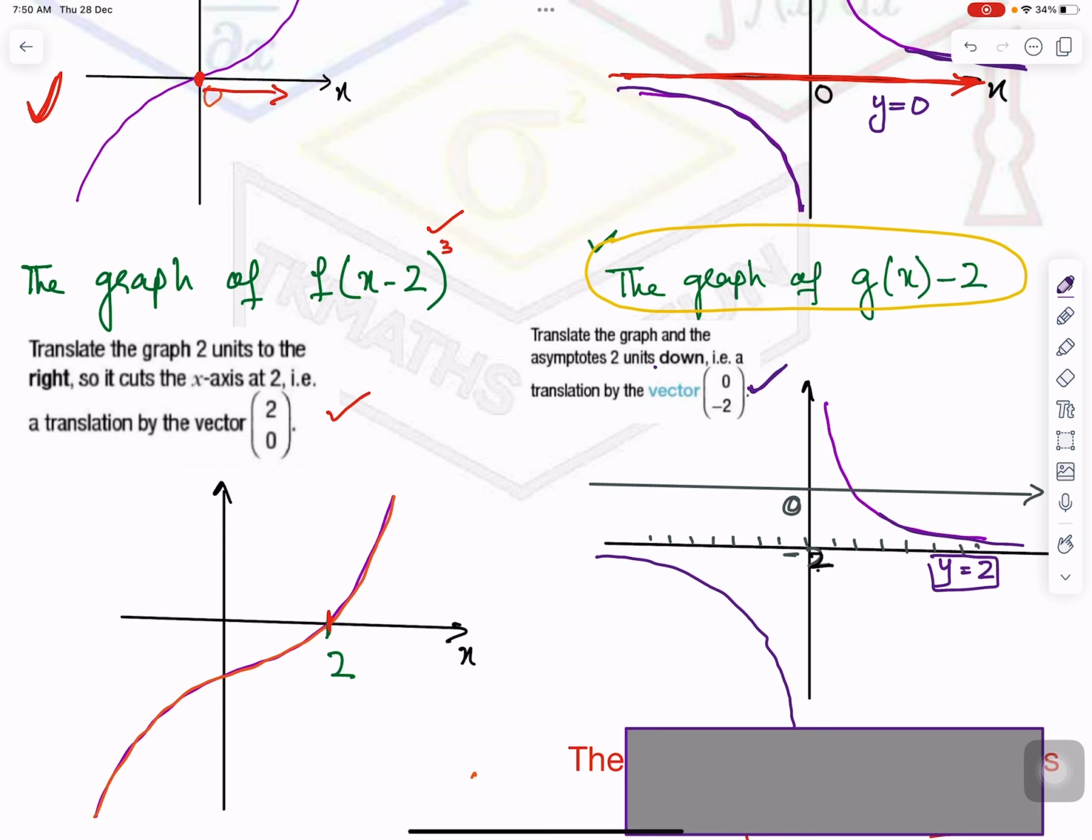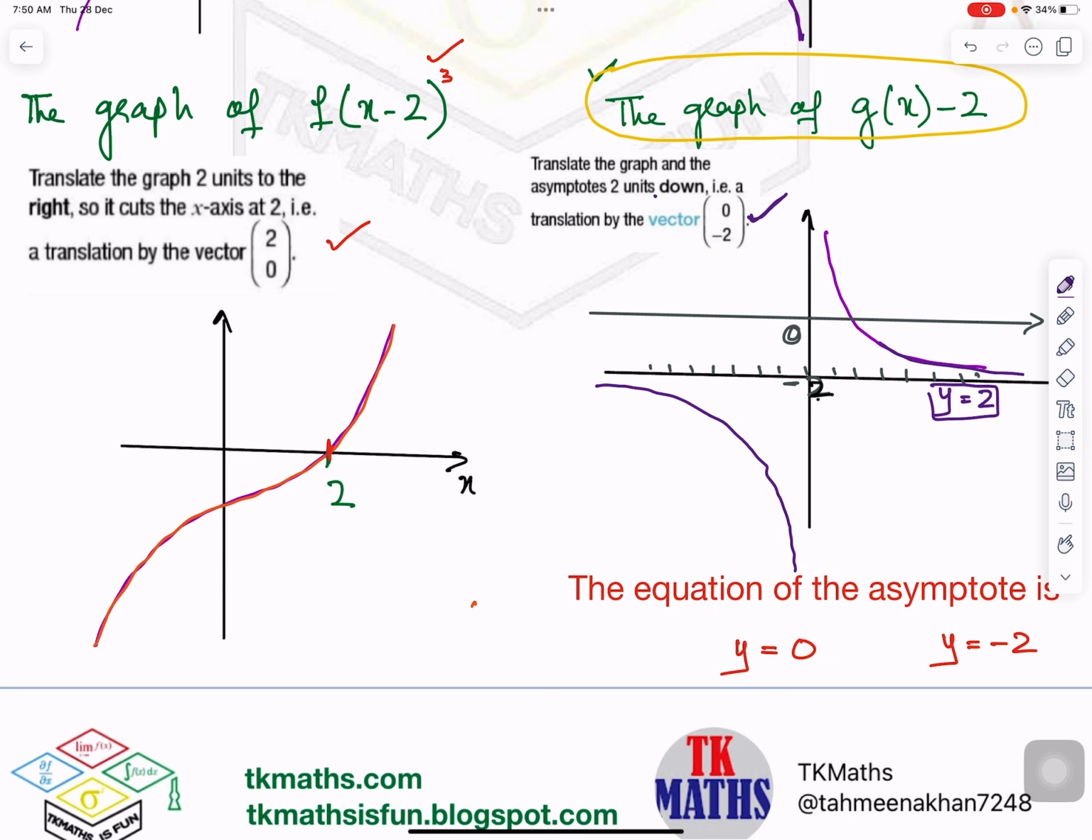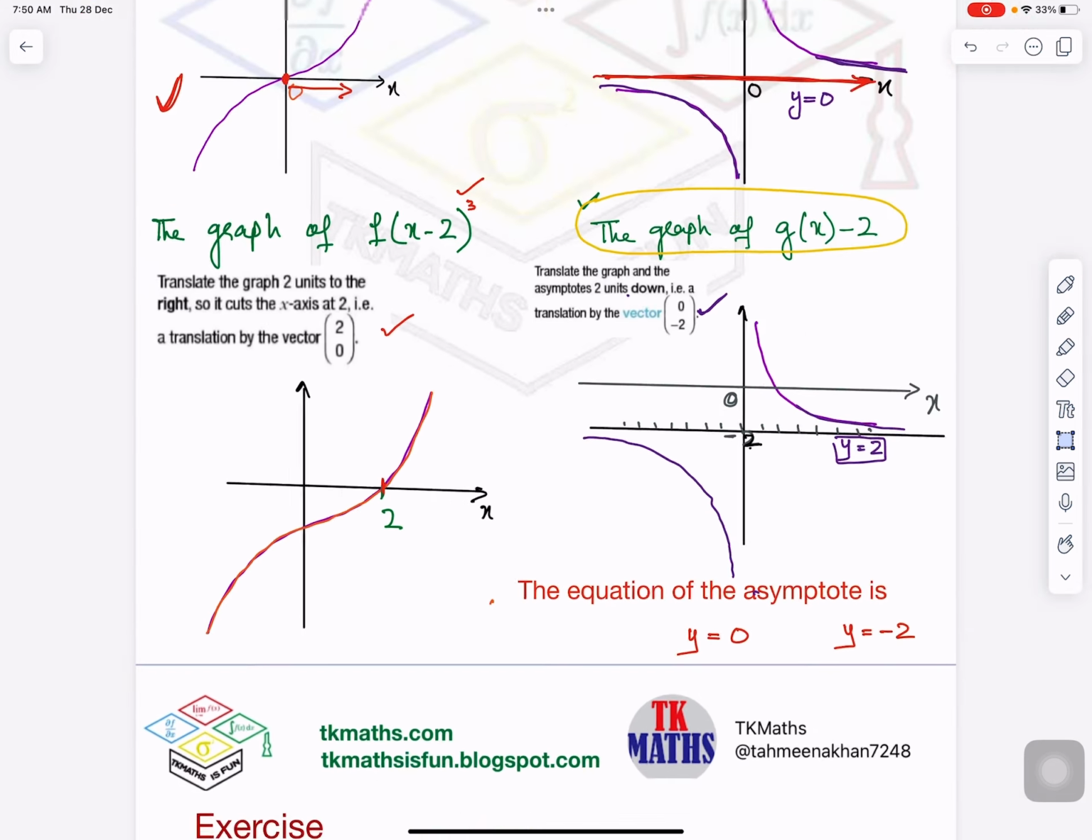So this is how you write in the vector form. This is how you sketch it. And you have to express it. What is the equation of the asymptote, right? y equals 0 and y equals 2. I hope you understood this one.